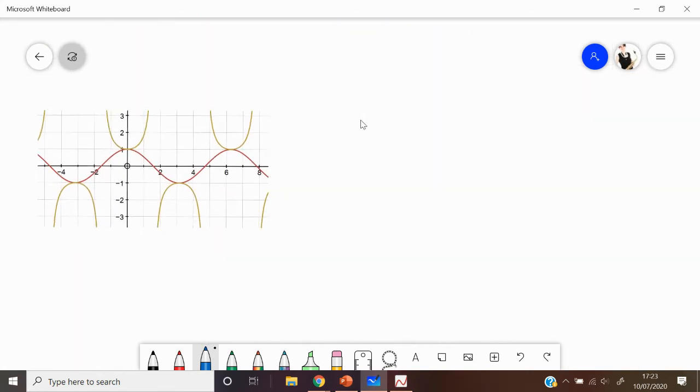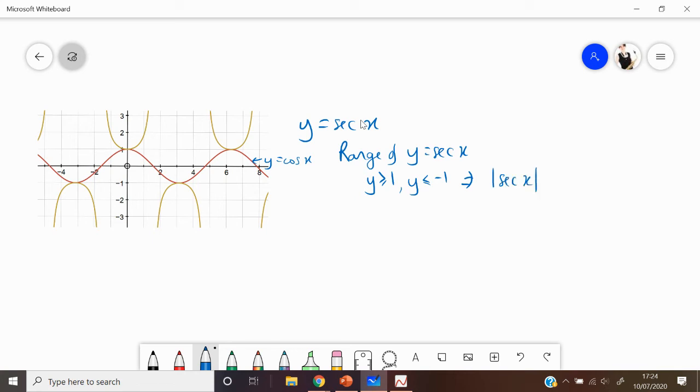So we're trying to draw here y equals sec x, and the red is y equals cos of x. So I have that the range of y equals sec x is that y is greater than or equal to 1, or y is less than or equal to -1. It can be equal to 1 or -1, remember. So another way of writing that is that the modulus of sec x is greater than or equal to 1.